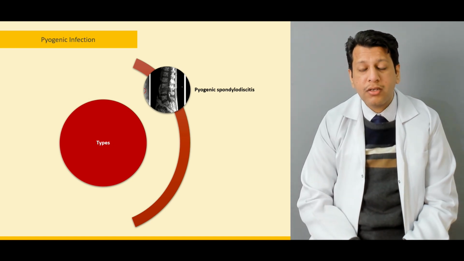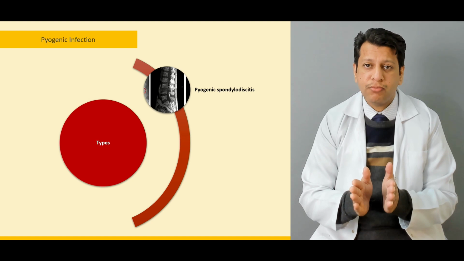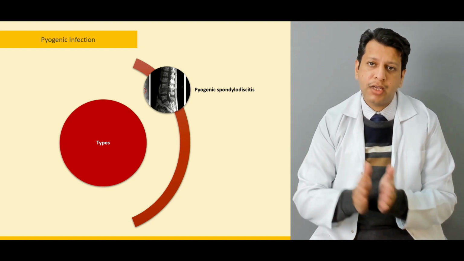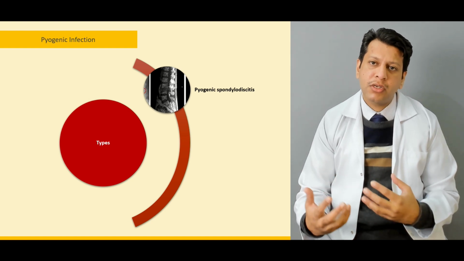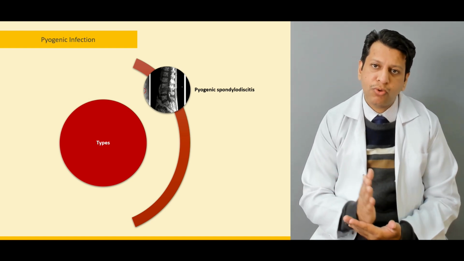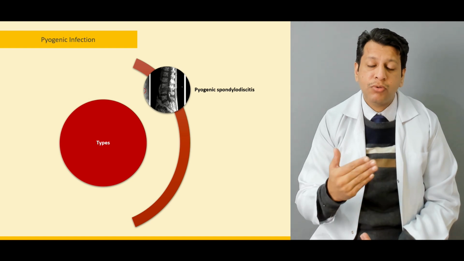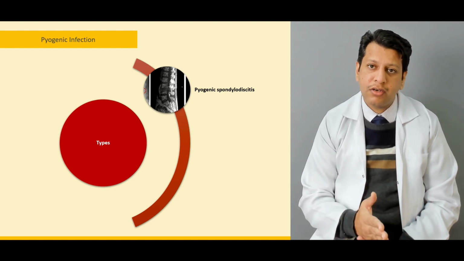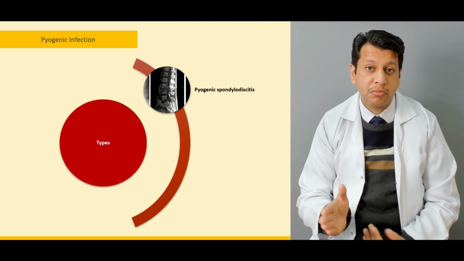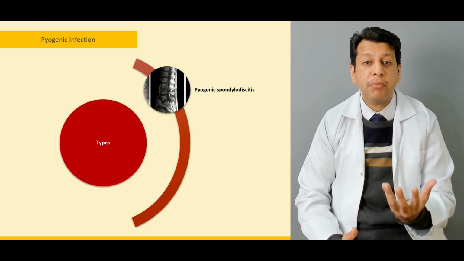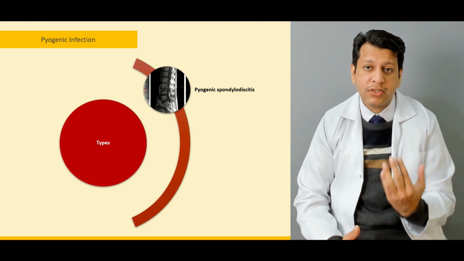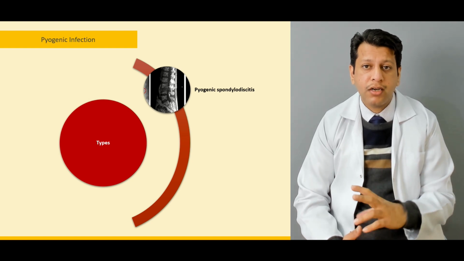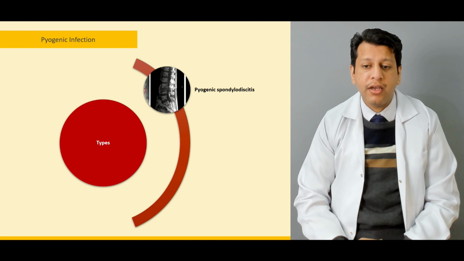Now, usually the foremost criterion to differentiate pyogenic from non-pyogenic is that TB does not involve the disc space. It spares the disc space and involves more of the multi-level contiguous segments anterior to the vertebral body, but it spares the disc space. As compared to that, pyogenic infection usually involves the disc. The discitis is very prominent, and that is the major portion of the infection.